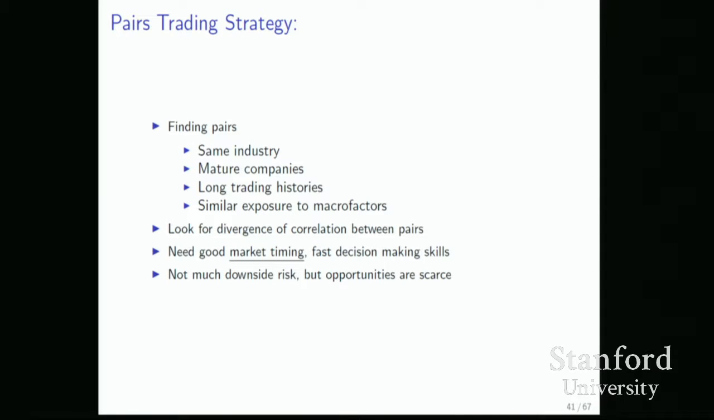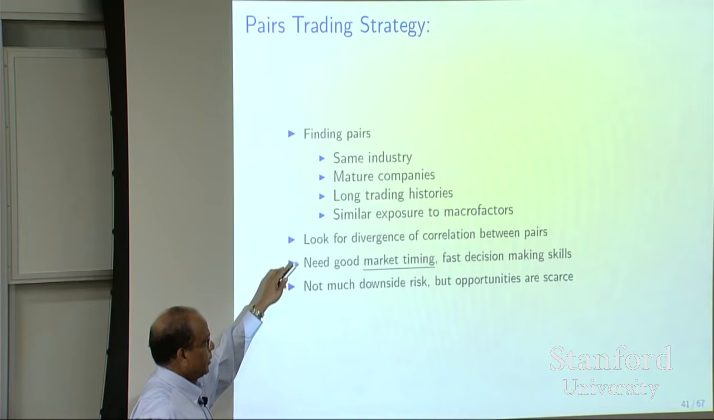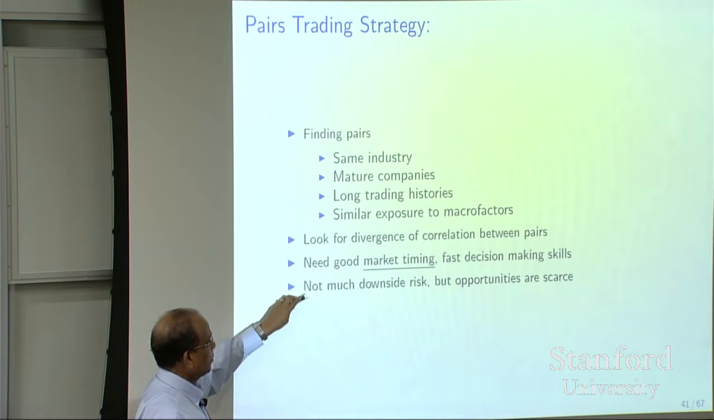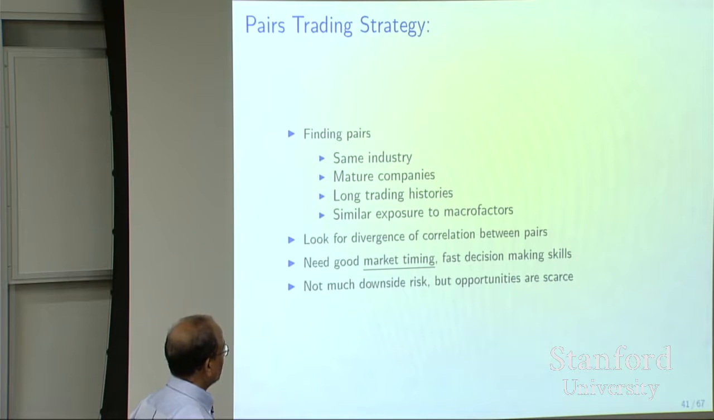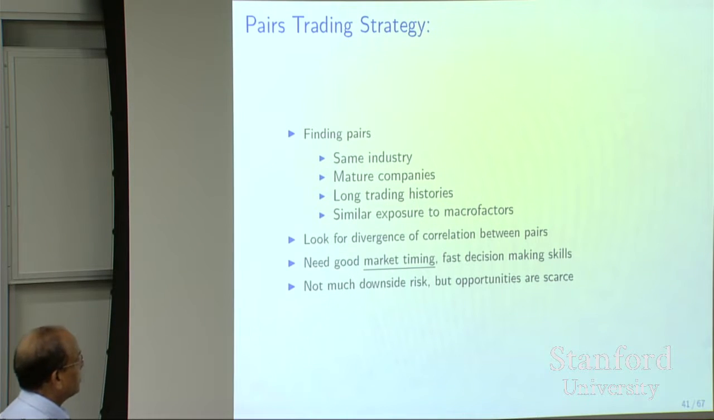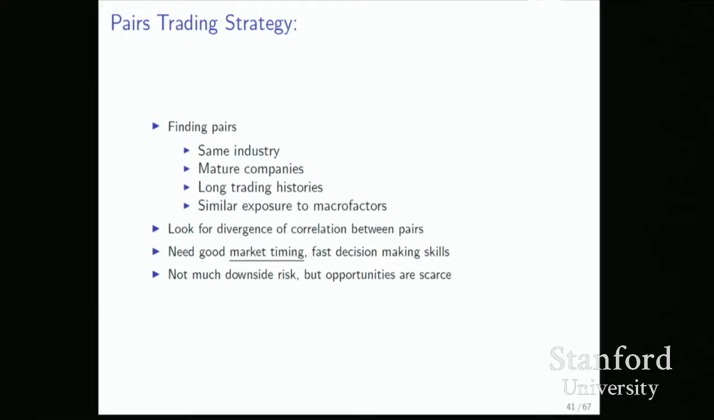What are the ideas here? For a pairs trading strategy, you need to select them from the same industry, and they have to be mature companies. They need to have long trading histories and similar exposure to macro factors. Then look for divergence of correlation between pairs. The main point is that the opportunities tend to be fairly rare, but there is not too much downside risk. Opportunities are scarce; you will not get too many.